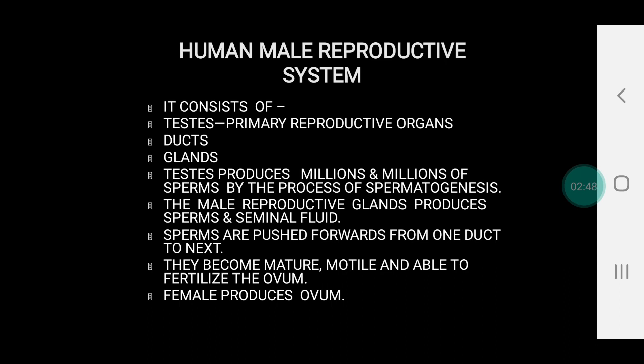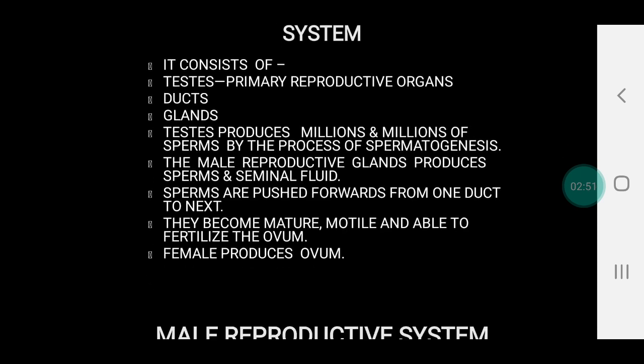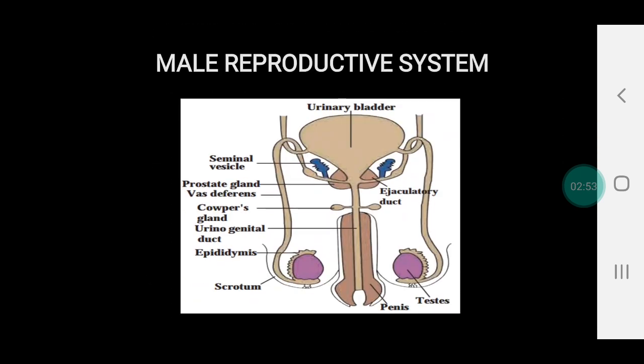And the female produces the ovum. So this is the structure of the male reproductive system. You can see the paired structures of the male reproductive system. They are testes, Cowper's gland, seminal vesicles, vas deferens, ejaculatory ducts, and epididymis. And the secretions of seminal vesicles, prostate gland, and Cowper's gland constitute the semen.